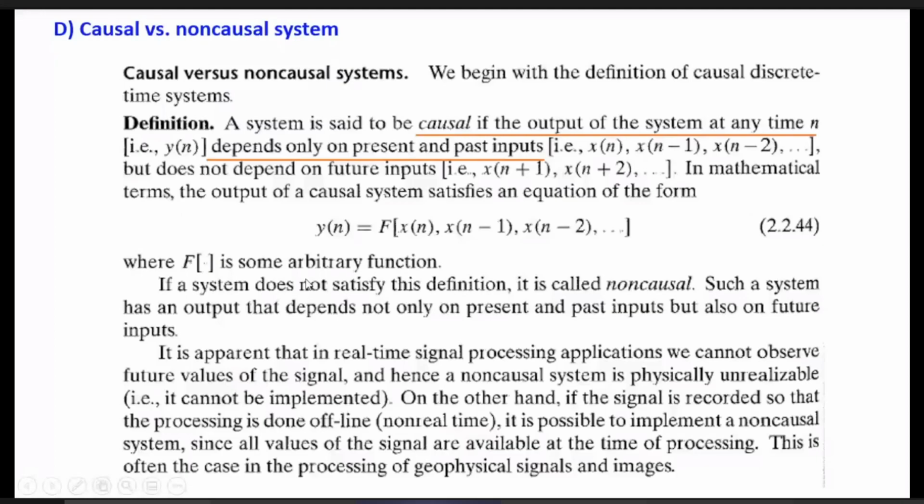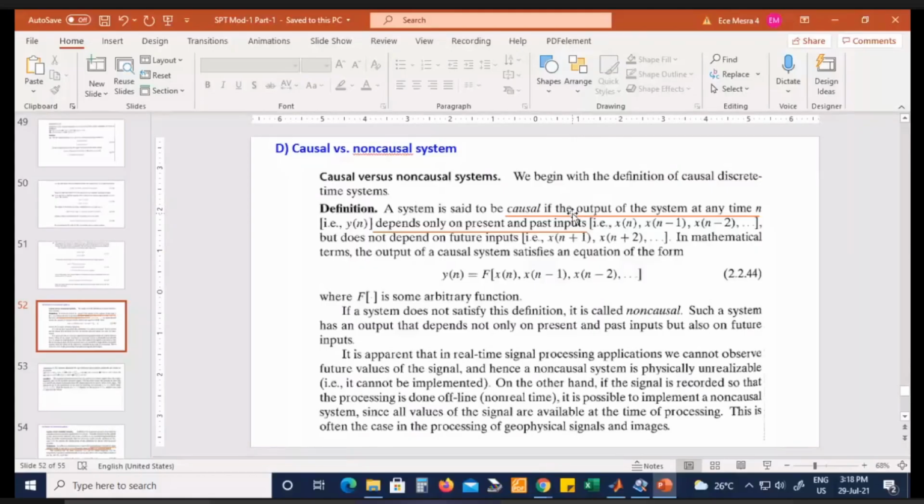Now if a system does not satisfy this condition, then it is called non-causal. Such a system has an output that depends not only on the present and past inputs but also on future inputs. ये important line है.